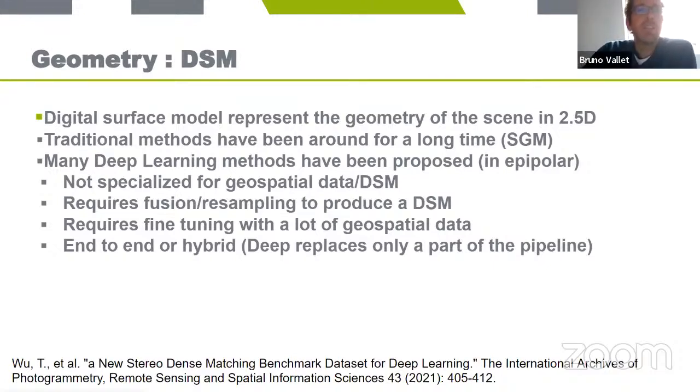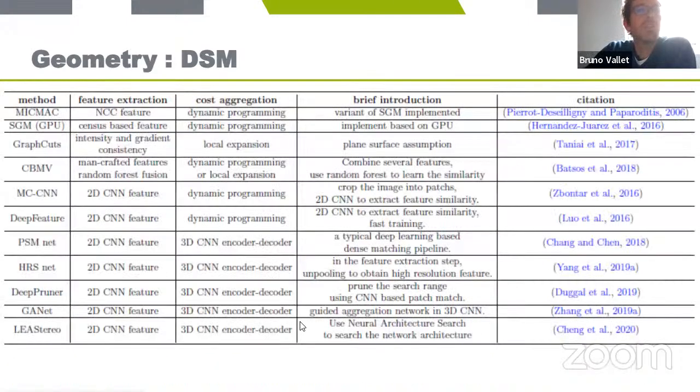And basically these methods can be characterized in two categories. So they really try to address the full dense matching problem in a single pass or with a single network. And there are also hybrid methods that try to replace only a little bit, a brick of the DSM pipeline with deep learning. So here, what I'm talking about has been published in the work by Wu Tang, who is a postdoc that works with me.